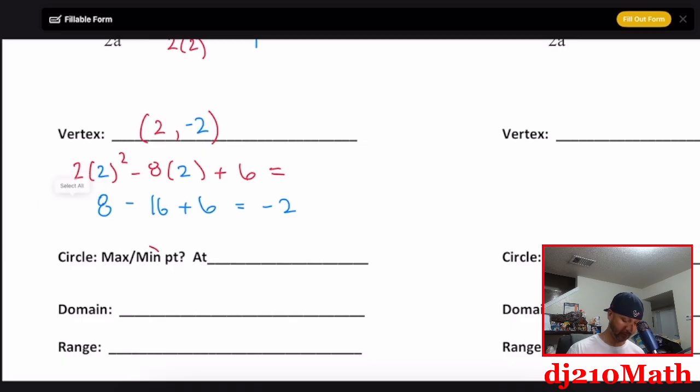There is a minimum, because there's a low point, and the low point is always at the vertex. In this case, the vertex is (2, -2). The domain is -infinity to +infinity. And the range is always from the y value of the vertex towards one of the infinities. So we're at -2, so -2 towards infinity since it opens up. All right, let's see number 2.